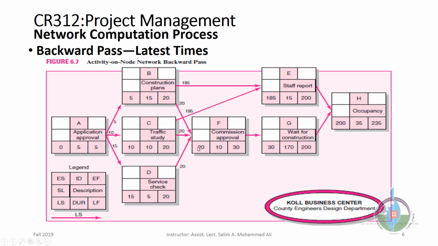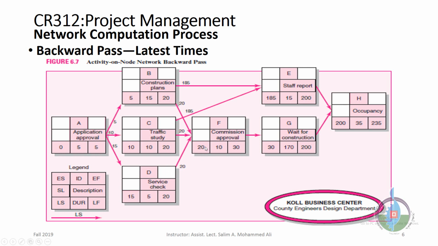So we have two activities here that both share the activity slack. So 20 and 185, which is the smallest? The 20, of course, of F. So we have to choose F's 20 as the latest finish for E, B, and C. For D, it's obvious, it's 20, because it has only one activity following it.